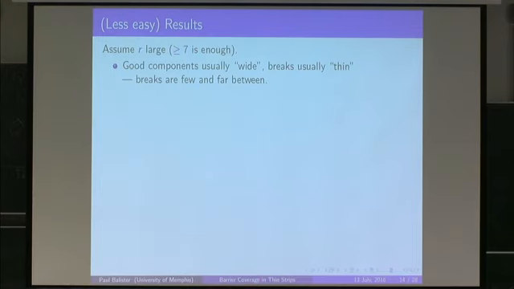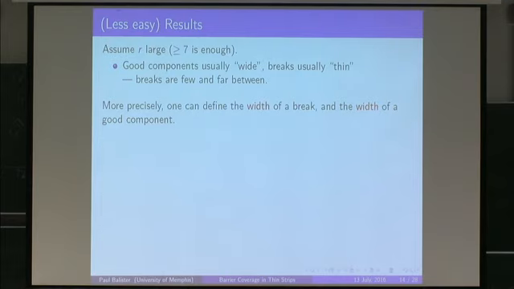Slightly less easy results. For this, we're going to actually now have to assume R is big, and for this, R is at least 7 actually works. It doesn't have to be too enormous. The good components are usually wide, and the breaks are usually thin. And as a result, the breaks are few and far between. So you have big good component, small break, big good component, small break, and so on, along the strip.